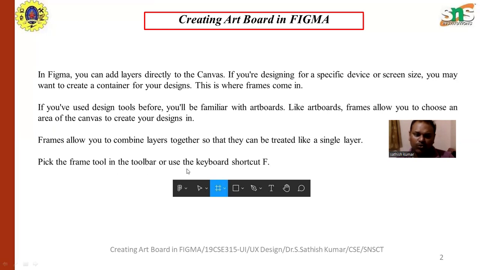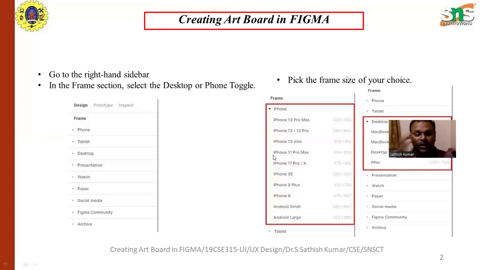Pick the frame tool in the toolbar or use the keyboard shortcut F. Then go to the right-hand sidebar. In the frame section, select the desktop or phone title. Here we have design, prototype and inspect. In the design tab, we have frame and then phone. In the frame options, we can use phone frame, tablet frame, desktop frame, presentation frame, watch frame, paper frame, social media frame, and Figma community and archive. These are the design frames we can use.